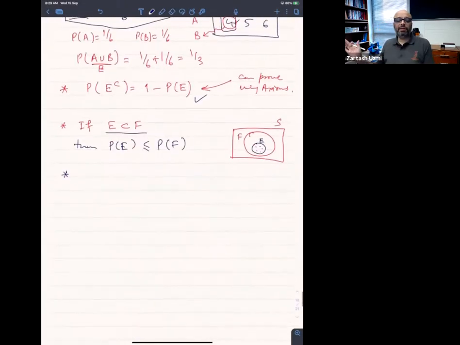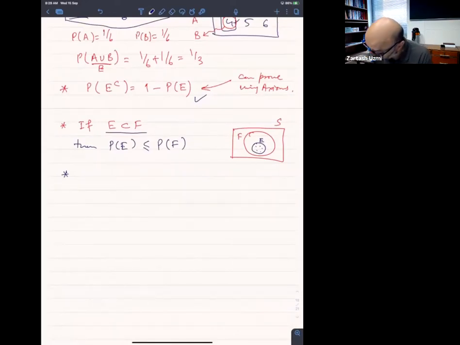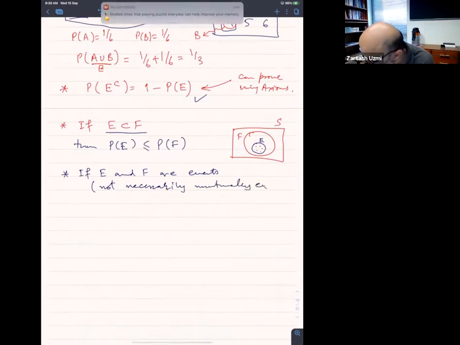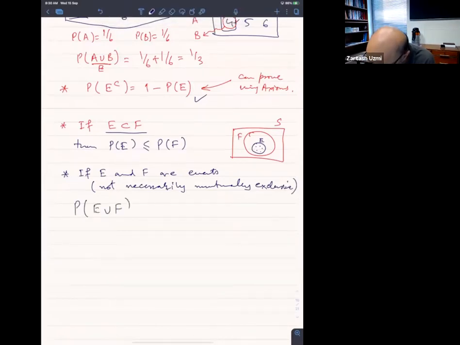Now, what if events are not mutually exclusive? If E and F are events not necessarily mutually exclusive, then can we say something about probability of E union F? We know that by using axiom 3, if E and F are mutually exclusive, then it would be probability of E plus probability of F. लेकिन अगर वो mutually exclusive ना हो तो फिर क्या होगा?